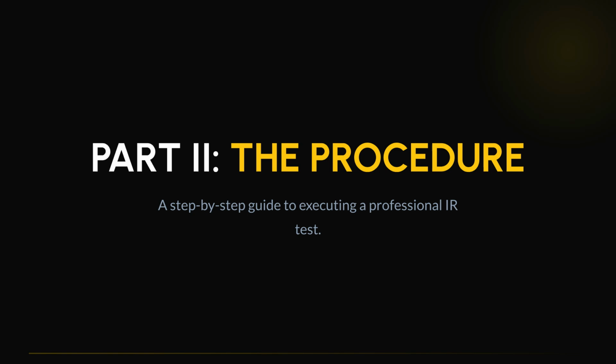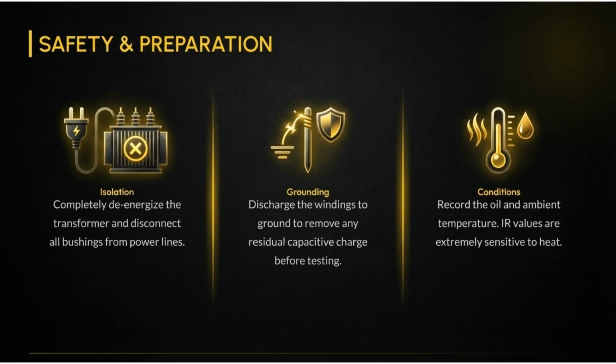In part 2, the procedure, we provide a step-by-step guide to executing a professional IR test. Safety and preparation are essential. First, completely de-energize and disconnect the transformer and all bushings for isolation. Second, discharge the windings to ground for grounding.